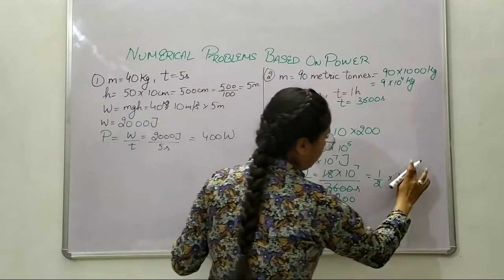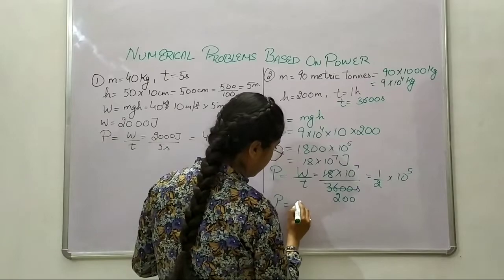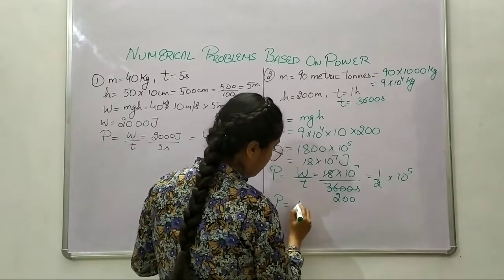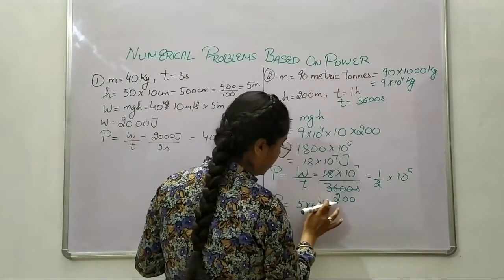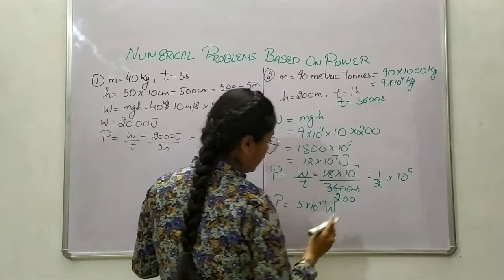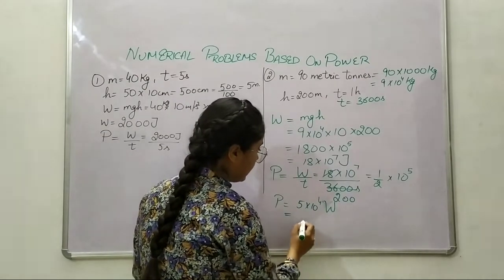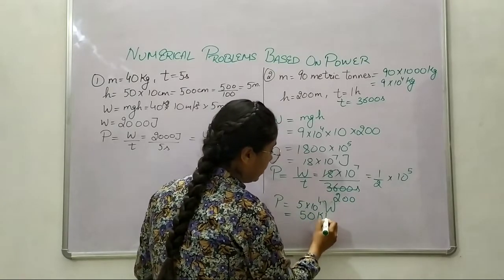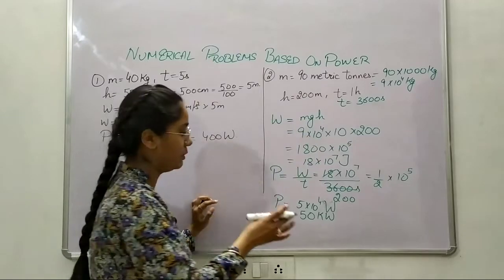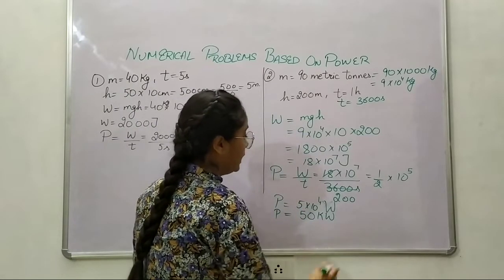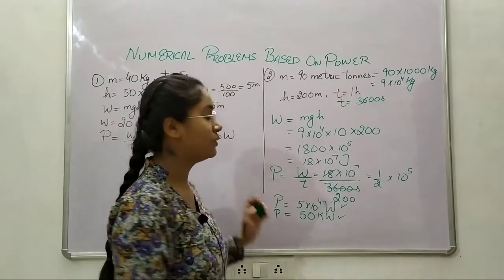Okay, we can also calculate it as 0.5, that means 5 upon 10. So 5 into 10 to the power 4 should be the answer in watt. So it is 5 into 10 to the power 4. We can also say that it is 50 kilowatt, because if we take the 3 as the 1000, so it will be 50 kilowatt. Our answer, either this or this, both are true answers. Okay. So now let's move on to the next problem.